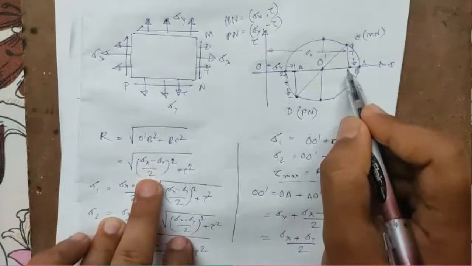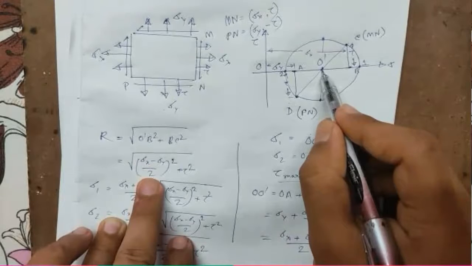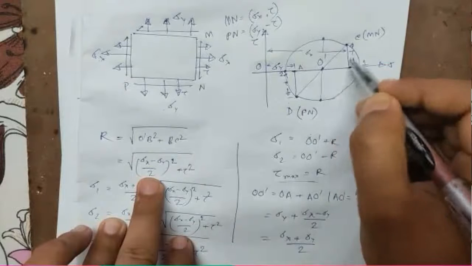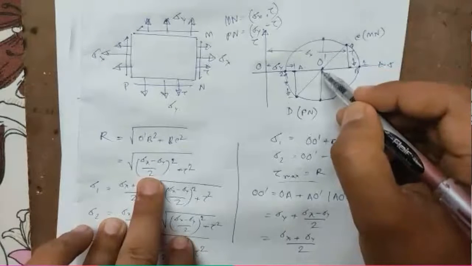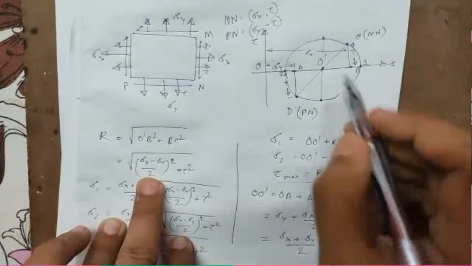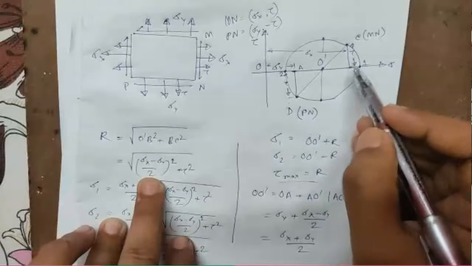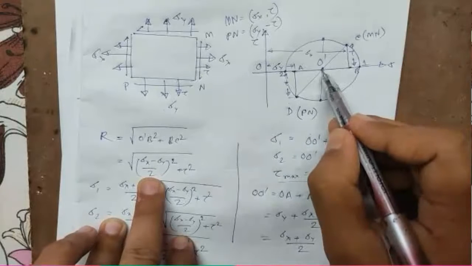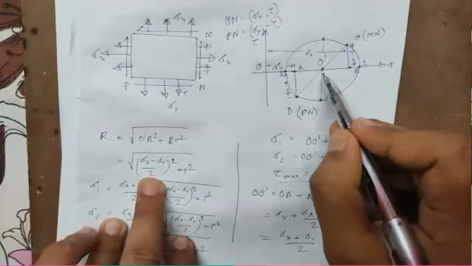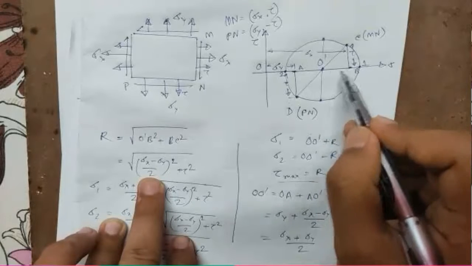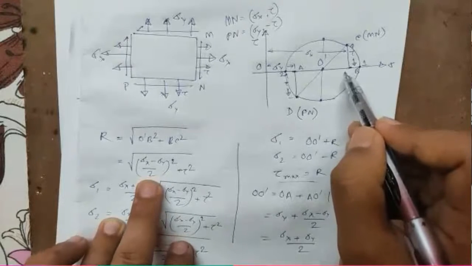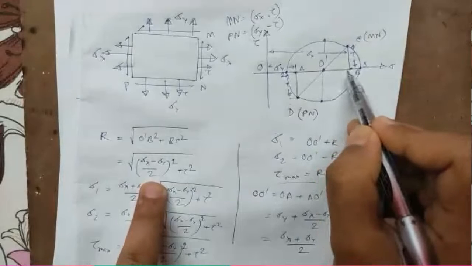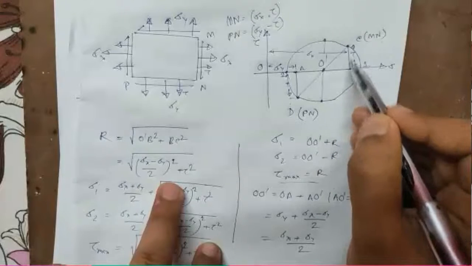That is equal to sigma x minus sigma y by 2, whole square root of. So this is basically the hypotenuse of the right angle triangle. So O dash C square is equal to O dash B square plus BC square. So O dash C will be equal to root over of O dash B square plus BC square. O dash B is actually sigma x minus sigma y by 2, so sigma x minus sigma y by 2, whole square, plus this is tau, so tau square.